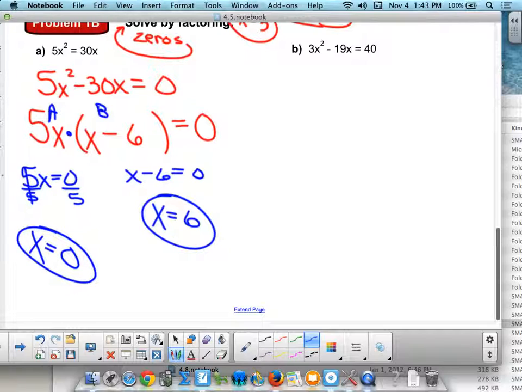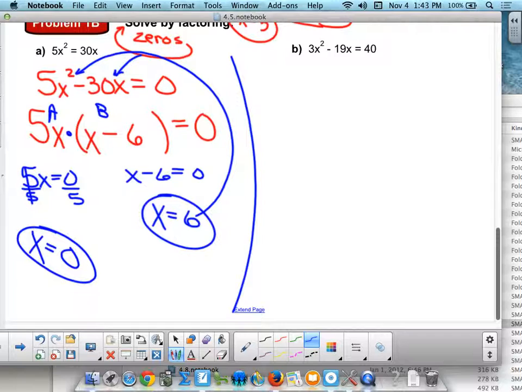And if you don't trust me, just go put them back in. I mean, see if they really do pump out a 0. What's 6 times 6? That's 36. 36 times 5, 180, minus 30 times 6, 180. 180 minus 180. 0. It works. And if you put a 0 in, that's so easy, because that'd be 0 minus 0 equals 0. Try it. Standard form, factor it, pull up the zeros.